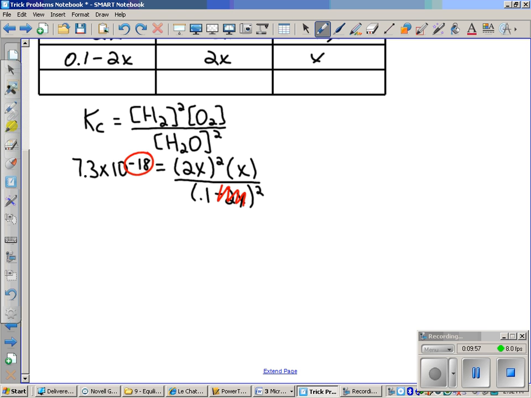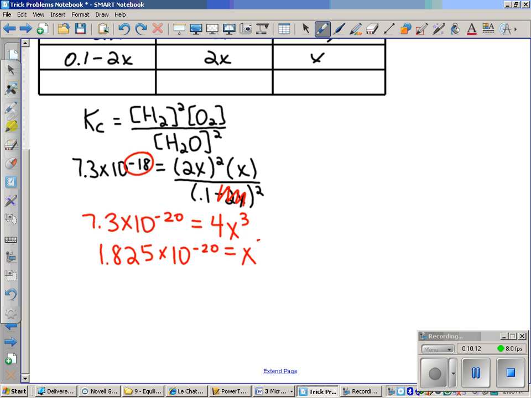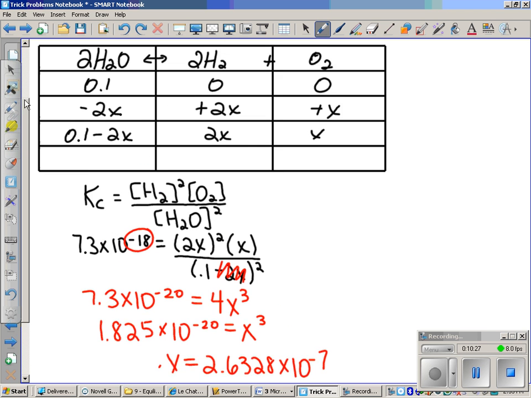So if you take those two and you cross multiply, don't forget to square your 0.1, you're going to get 7.3 times 10 to the negative 20th equals 4x cubed. Divide over the 4, you get 1.825 times 10 to the negative 20th equals x cubed. Take the cube root, and you get x is 2.6328 times 10 to the negative 7th. Okay, that x value, again, look how tiny it is. That shows us that what we did was okay.